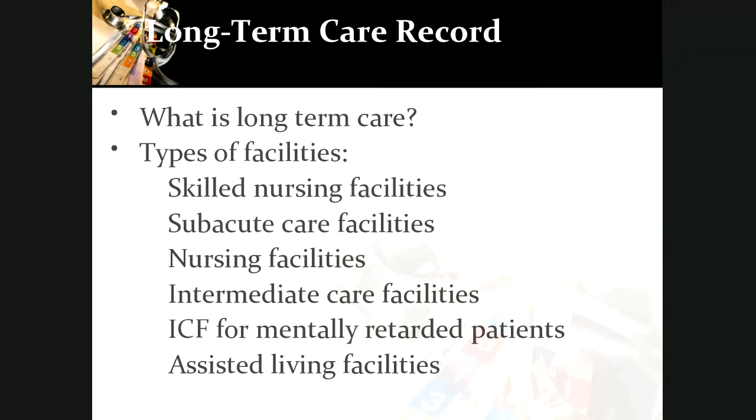Long-term care records. So we're talking about skilled nursing facilities, subacute care facilities, nursing facilities, intermediate care facilities, okay? Intermediate care facilities for mentally retarded or mentally challenged patients, should be the terminology. Assisted living facilities. Next slide.